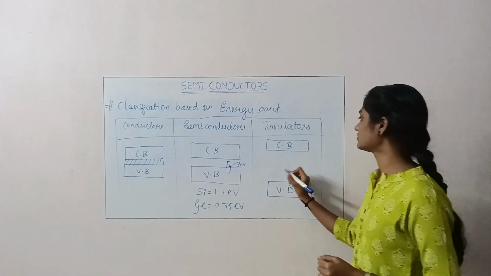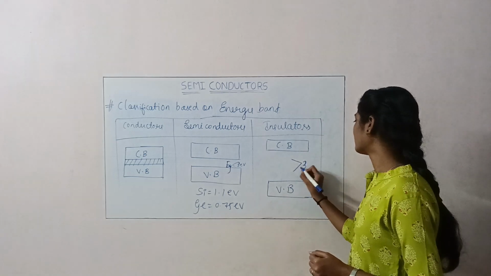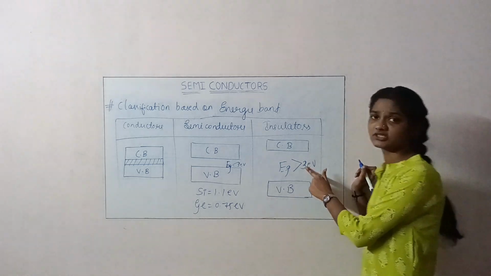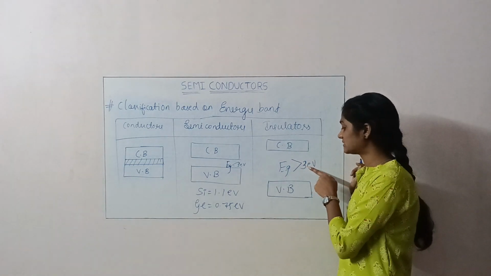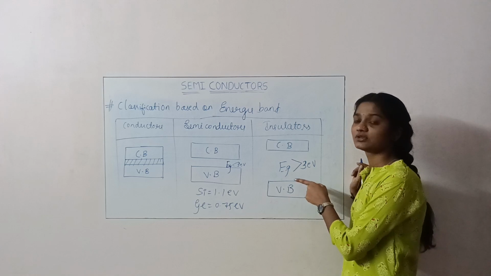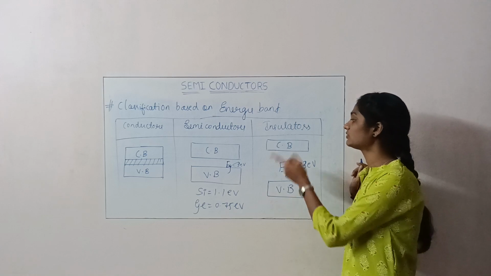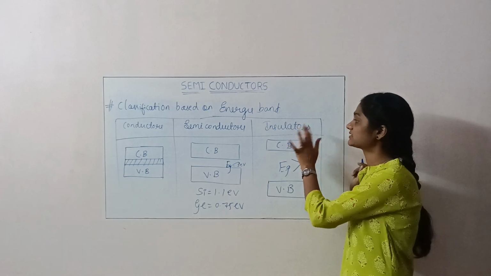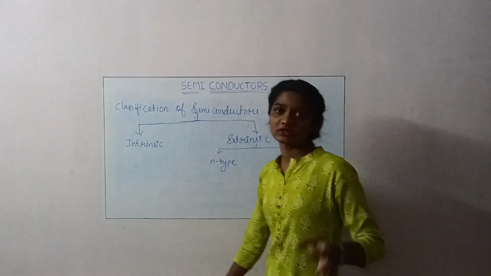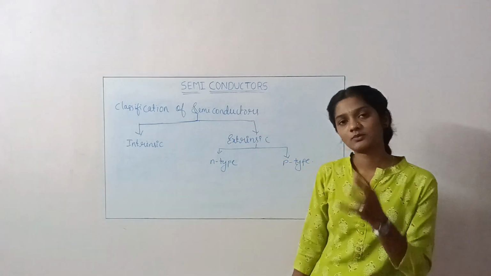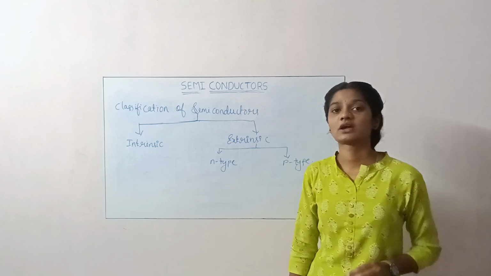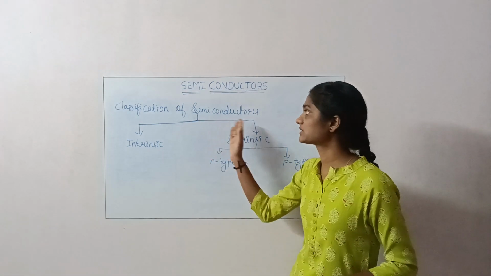And in case of insulator, the energy gap is more than 3 electron volt. So it is very hard to jump the electron from valence band to conduction band. That is why insulators do not conduct electricity. We have studied the classifications of conductors, semiconductors and insulators. And now we are going to study the classifications of the semiconductors.